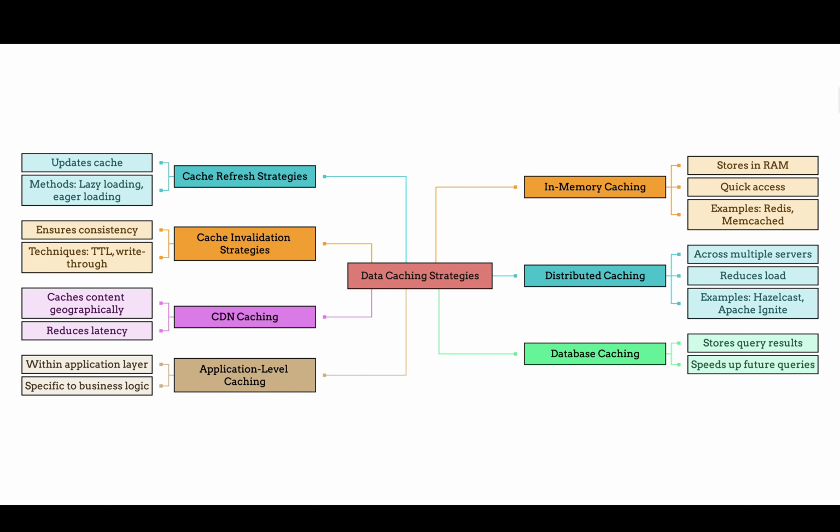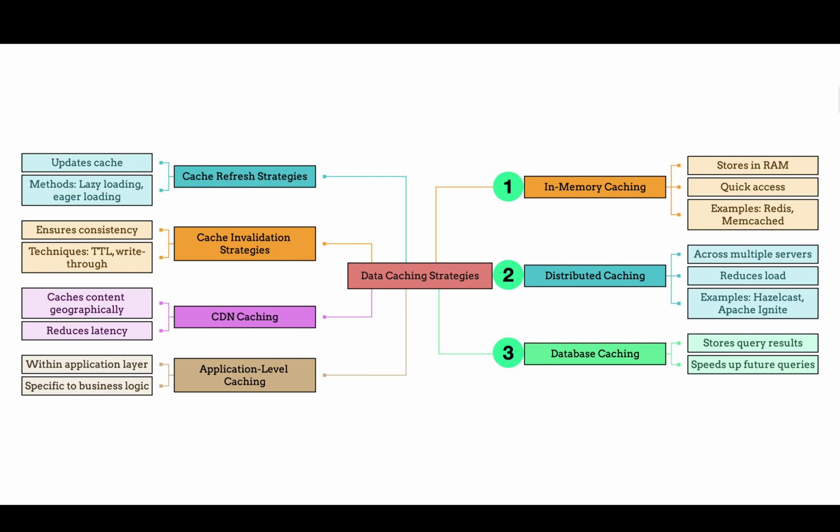Data caching strategies. 1. In-memory caching stores data in the RAM of a server for quick access. Examples include Redis and Memcached. Ideal for frequently accessed data. 2. Distributed caching spreads data across multiple servers, reducing load on a single server and increasing scalability. Examples include Hazelcast and Apache Ignite.